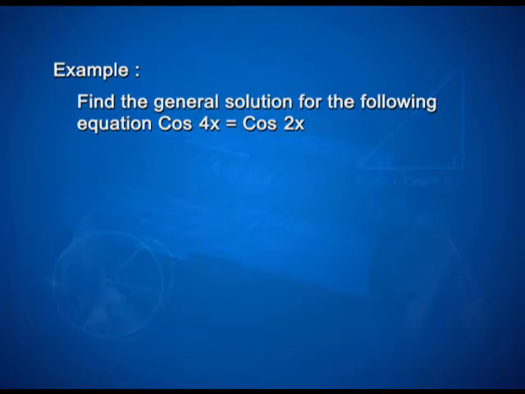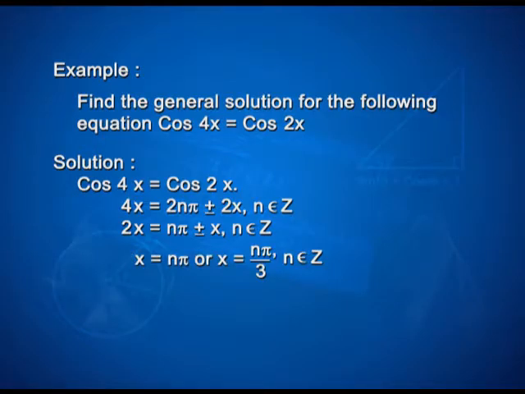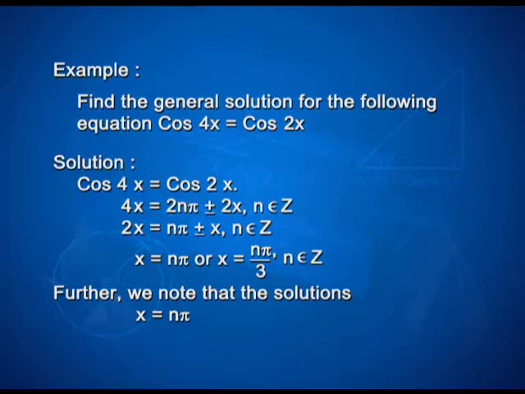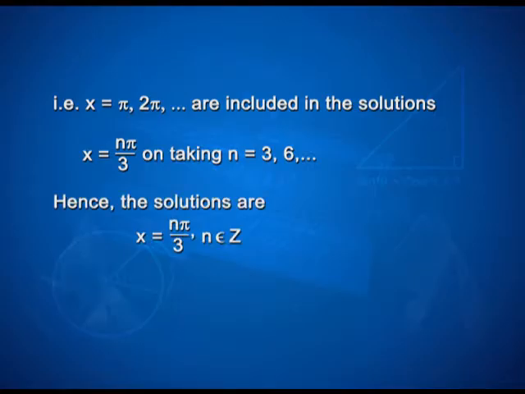Find the general solution for the following equation: cos 4x is equal to cos 2x. Here cos 4x is equal to cos 2x, therefore 4x can be written as 2n pi plus or minus 2x, where n belongs to z, or 2x is equal to n pi plus or minus x, where n belongs to z, or x is equal to n pi or x is equal to n pi upon 3, where n belongs to z. Further, we know that the solutions x is equal to n pi, that is x is equal to pi, 2 pi, etc. are included in the solutions x is equal to n pi upon 3, on taking n is equal to 3, 6 and so on. Hence, the solutions are x is equal to n pi upon 3, where n belongs to z.